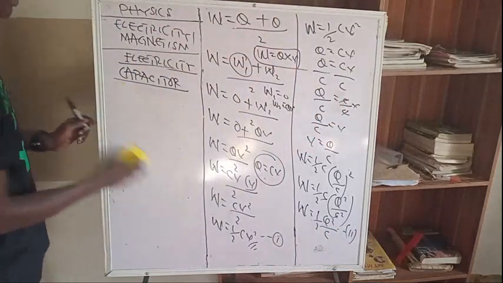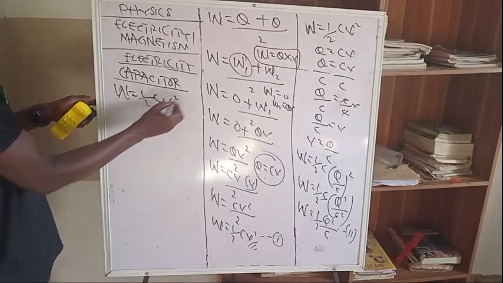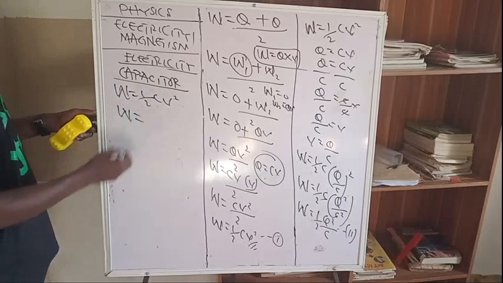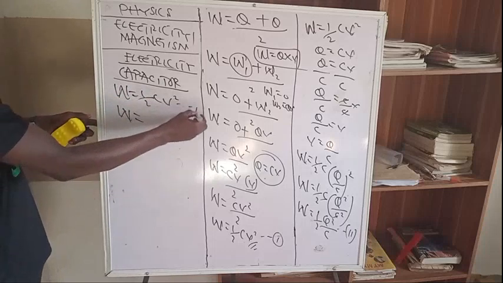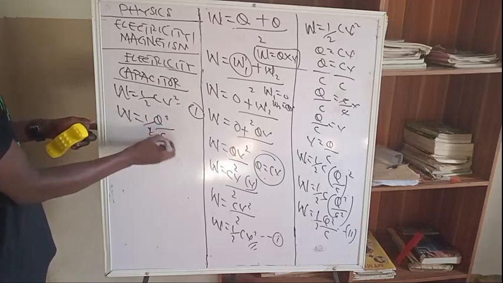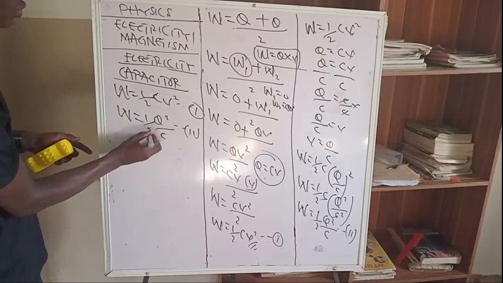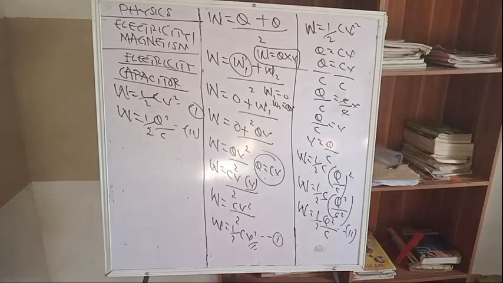All right. The first one is given to be W is equal to what? 1 over 2 CV squared. And the second is W is equal to 1 over 2, then Q squared over what? Over C, for energy stored in the capacitor. So 1 over 2 CV squared and 1 over 2 Q squared over C. Alright, so you can use that to calculate for energy stored in a capacitor anytime you are asked to do.